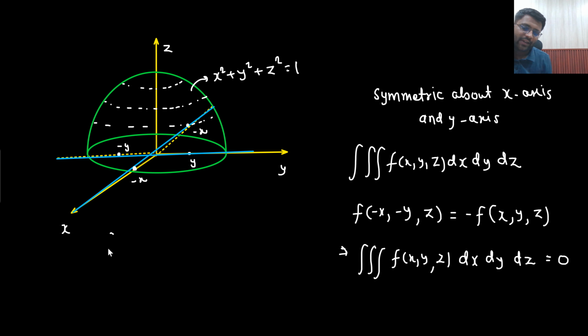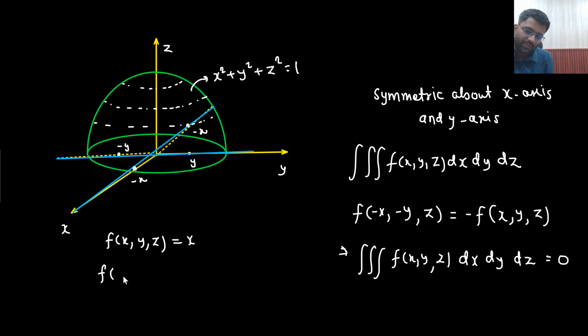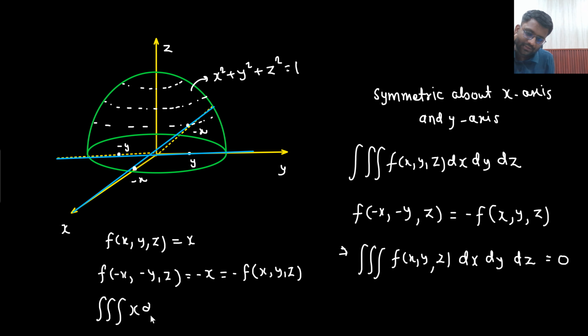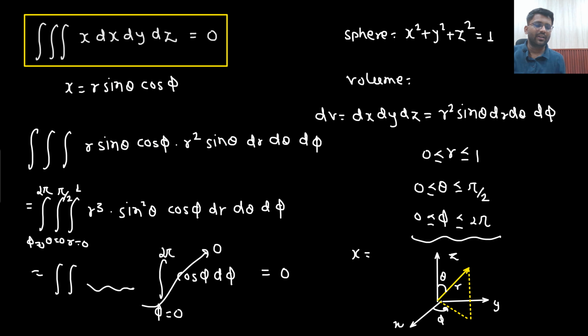So if your f(x, y, z) is x, then what you can see? In place of x you put minus x, in place of y minus y, and z. What you are getting is minus x, which equals minus of f(x, y, z). That means the triple integral of x dx dy dz will come out to be 0, and a similar thing will happen with the triple integral of y dx dy dz as well. This will also come out to be 0 because it is symmetric about y axis as well.